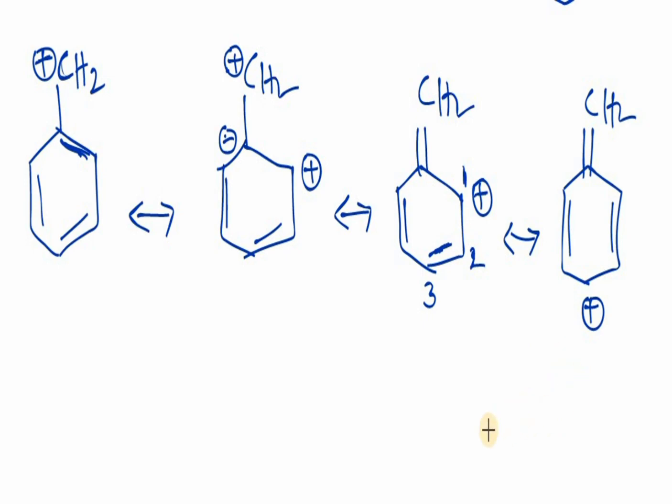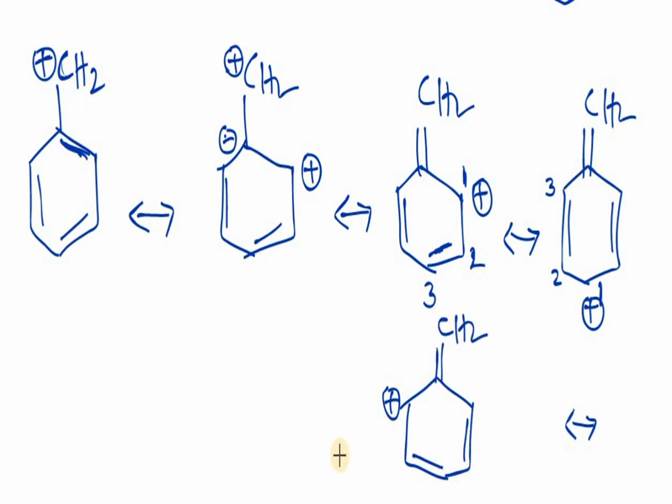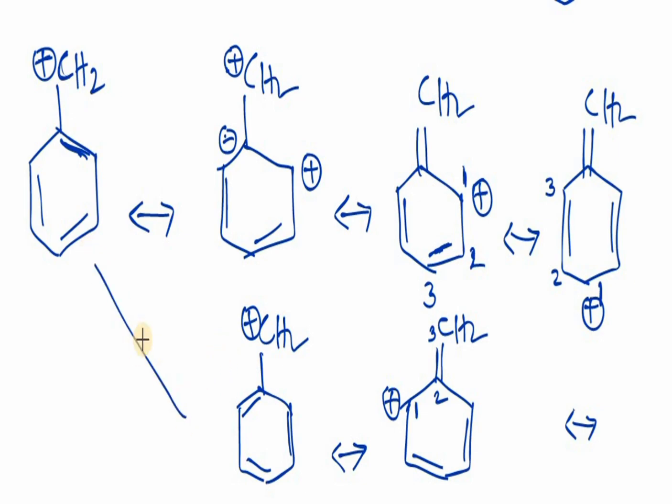Write one more structure here. So 1, 2, 3. Where will the positive charge go? To the third carbon. What happens in between this 1 and 2? It will form the double bond. Now where will this positive charge go? 1, 2, 3. Third carbon is the CH2 carbon. So this positive charge will go on to CH2. Where will the double bond form? In between 1 and 2. So this structure and this structure both are the same.